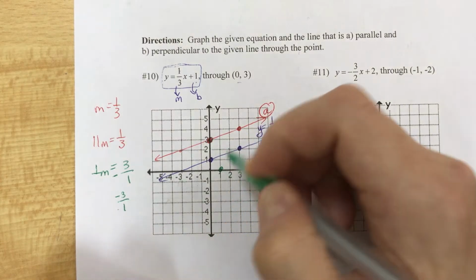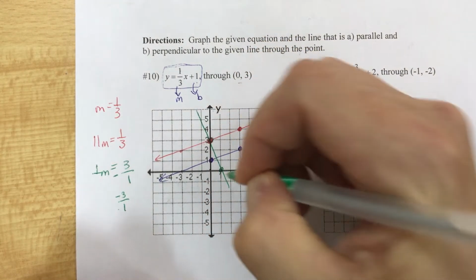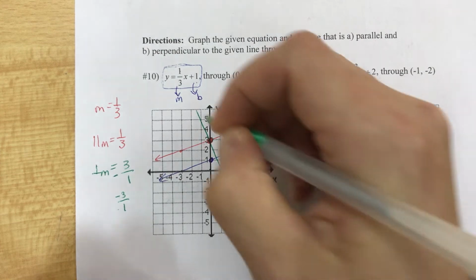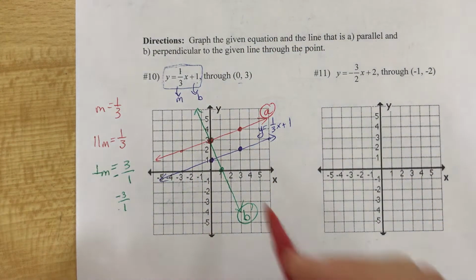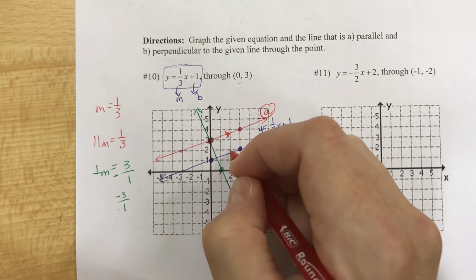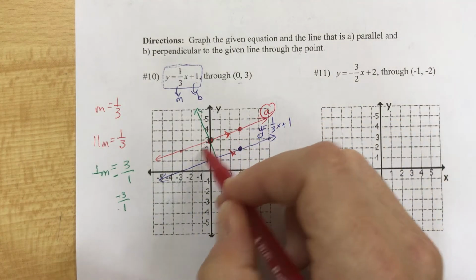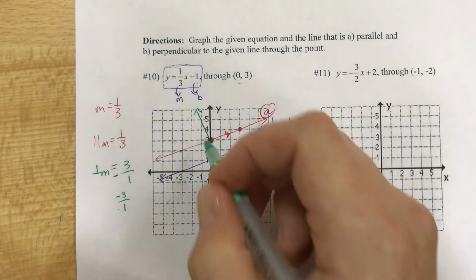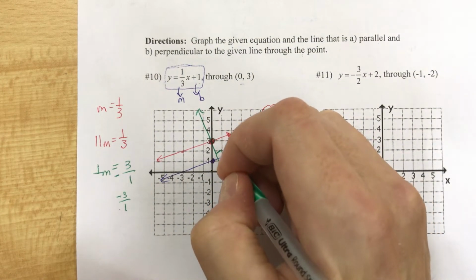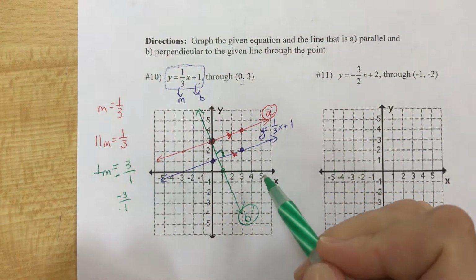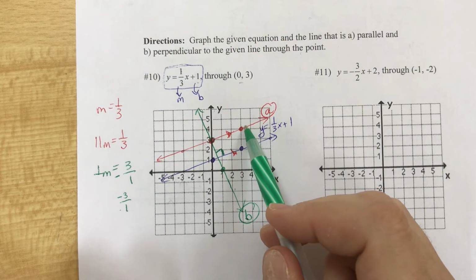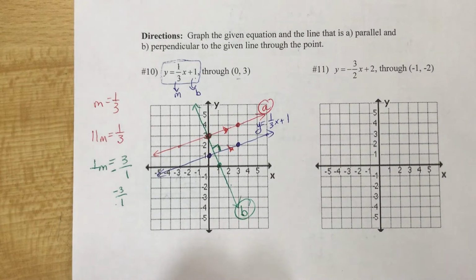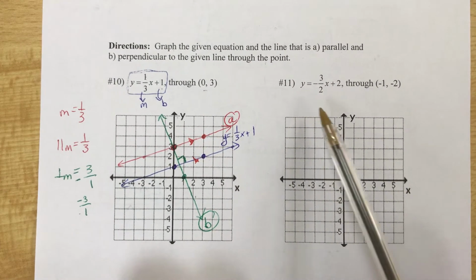So it's these 2 points. Let me draw that. Actually, that looks pretty good. That's my answer for B. And what we have now, here's parallel lines, these two, and then the green one is perpendicular to y = 1/3 x + 1. Now we don't need the equations of these, it doesn't ask for them. So we're done. So let's take 11 here, same thing.